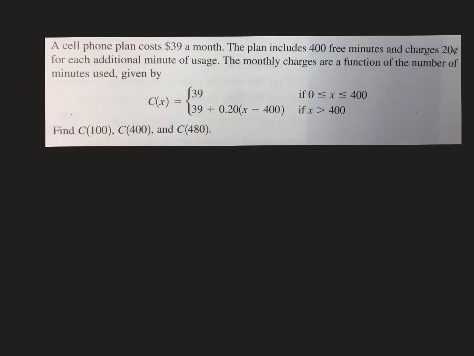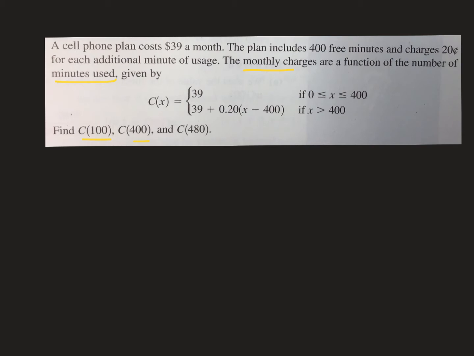All right, this is called piecewise, or piecewise functions. This says a cell phone costs $39 a month. The plan includes 400 free minutes and charges 20 cents for each additional minute of usage. Not hardly anybody does this anymore, but when cell phones first arrived on the scene, this was very common. The monthly charges are a function of the number of minutes used. So your cell phone bill, back in the day especially, depended on how many minutes you used.